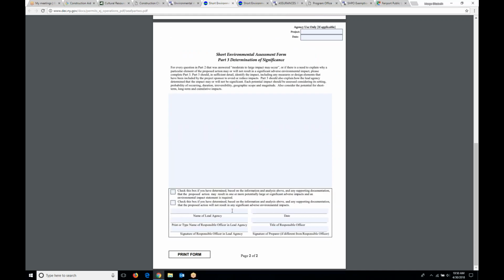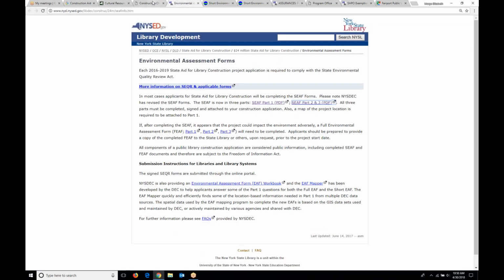The library is the name of the lead agency, library name. This can be the director or the board president or the deputy director or assistant director. Whoever is going to be the responsible officer for the entire construction or for this form should be the responsible officer for the entire application. So whoever is the project lead on your construction aid application is who you want to sign all of the forms as well, for consistency.